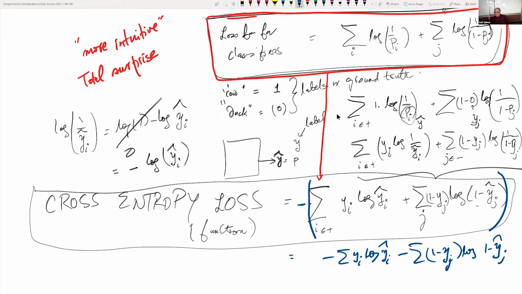So you can write it as minus yi log yi hat minus 1 minus yi hat yj log 1 minus yj. Now you say, well, this is believable, but of all the loss functions, why did we take this loss function?